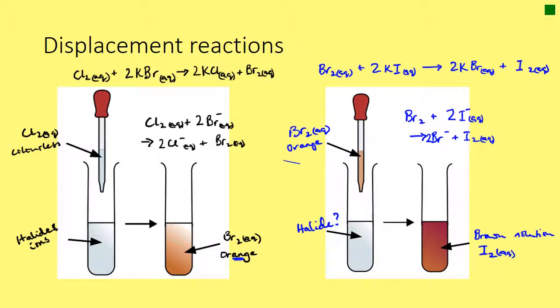So we're going to add some bromine water. So it's bromine dissolved in water, and we're going to add that to iodide, potassium iodide, if you remember. So again, we're going to need 2 moles of potassium iodide in solution, and again there's going to be a displacement reaction happening, and it's going to give us 2 moles of potassium bromide.